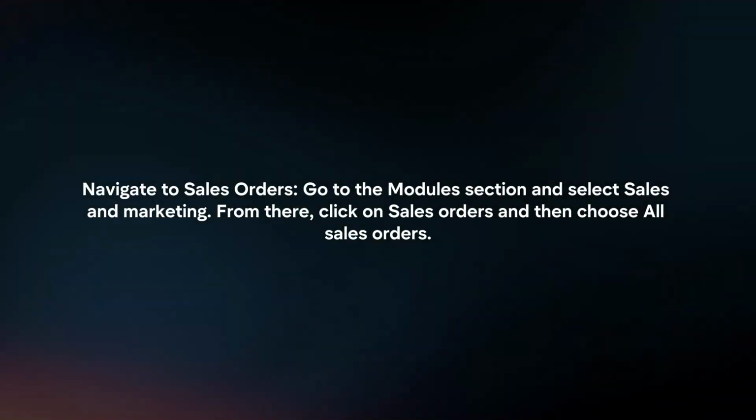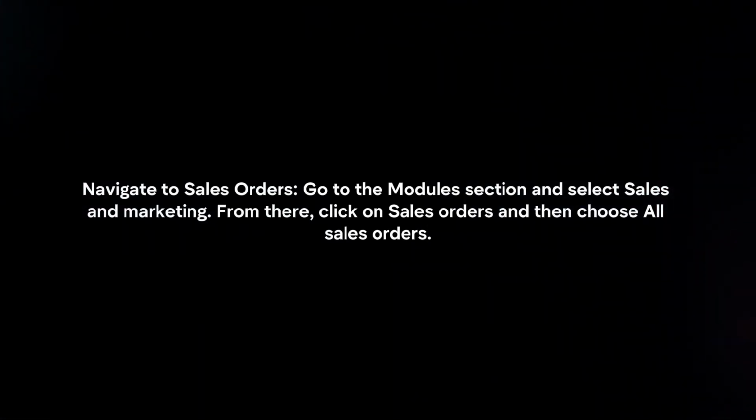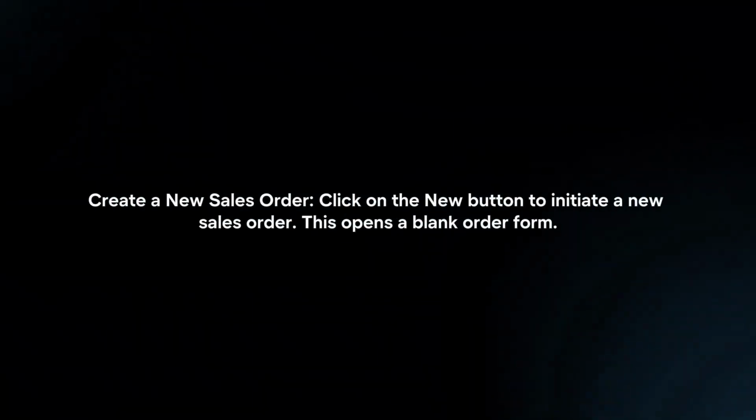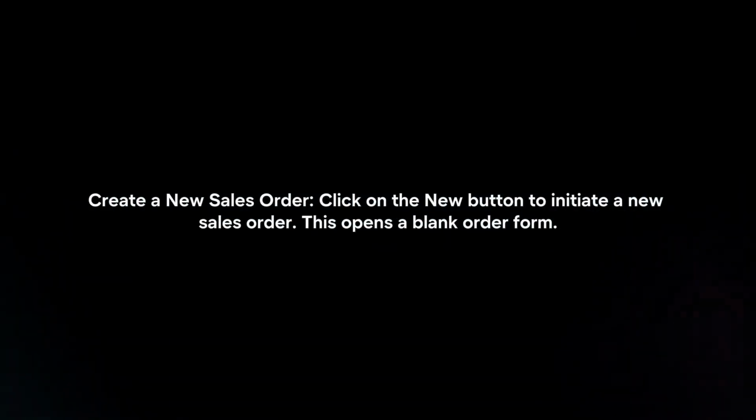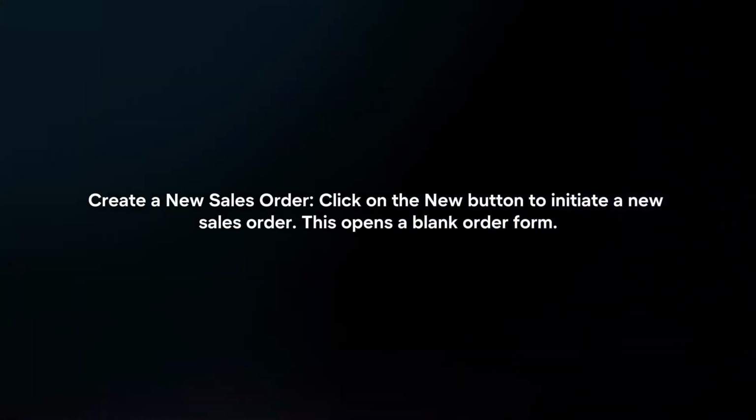Navigate to Sales Orders. Go to the Modules section and select Sales and Marketing. From there, click on Sales Orders and then choose All Sales Orders. Create a new sales order. Click on the New button to initiate a new sales order. This opens a blank order form.